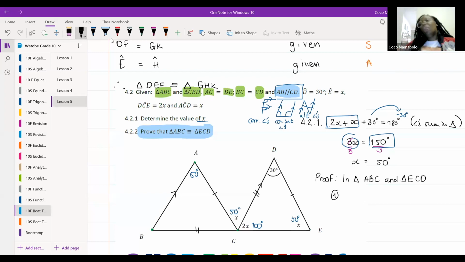Give them to me in the chat. What is the first reason we're going to use? I have Chipara. Good. AC is equal to DE. What is our reason? We always need a reason, guys. Yes, that's it, Nkechi. It's the information they've given us. Given. Okay, number 2. What is our next reason? Remember, guys, this is a side. Good, Ivana. Excellent. BC is equal to CD. And our reason here is, what is our reason, guys?